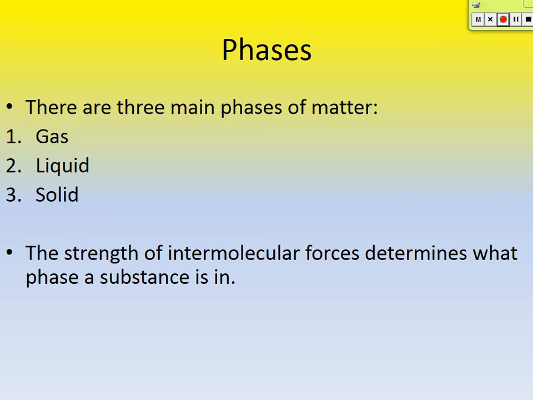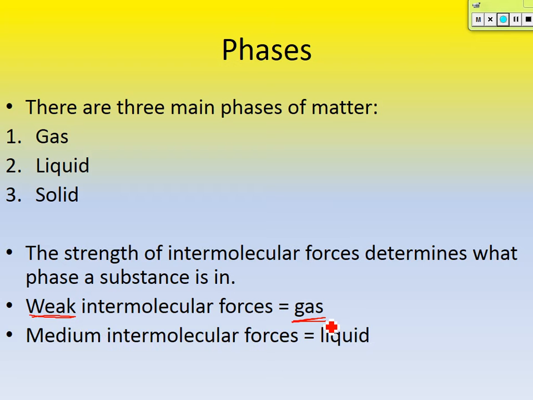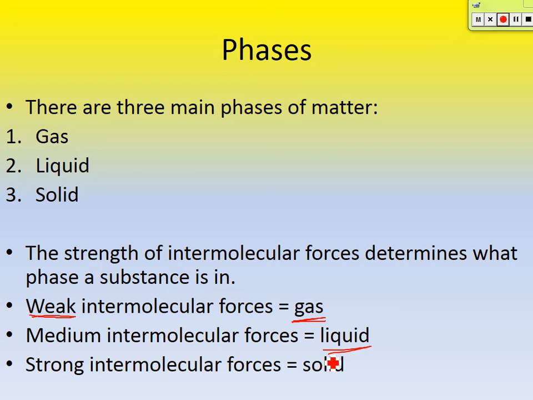So the strength of the intermolecular forces determine what phase the substance is in. For example, if the intermolecular forces are pretty weak, what's the weakest intermolecular force we just talked about last time? Dispersion forces. So the weakest ones are dispersion. If it's weak, you can see that the substance is in the gas phase. If the intermolecular forces are somewhat medium in strength, you might see that the substance is in the liquid phase. And then you can probably guess the solid phase has the strongest intermolecular forces.